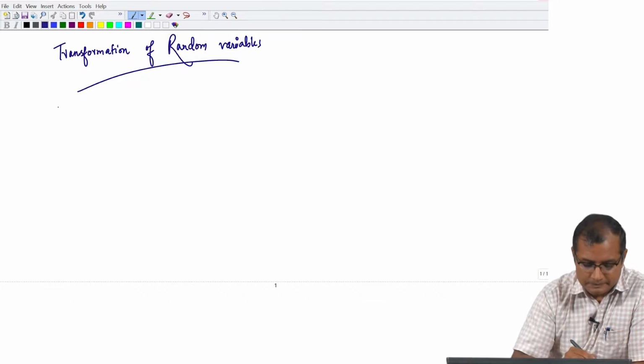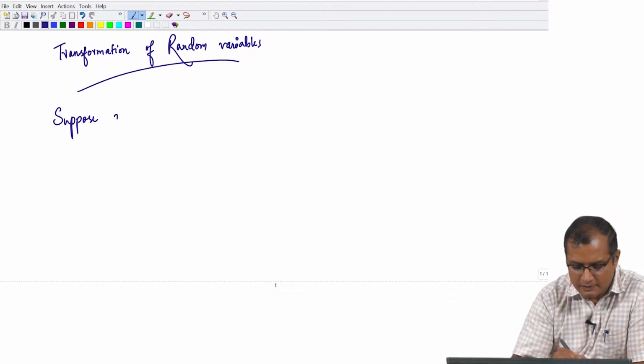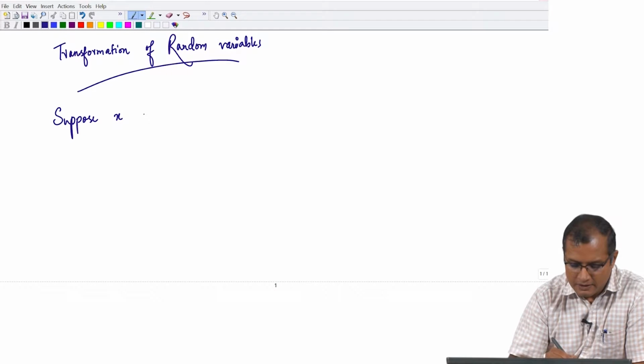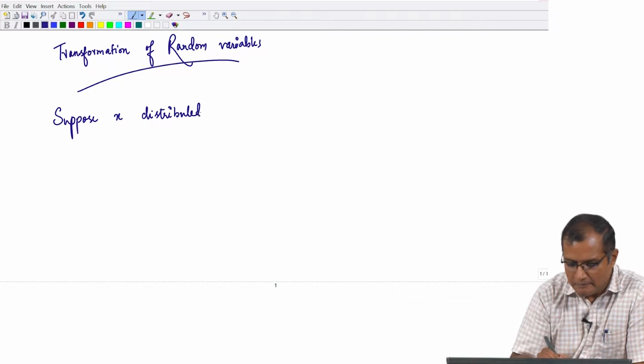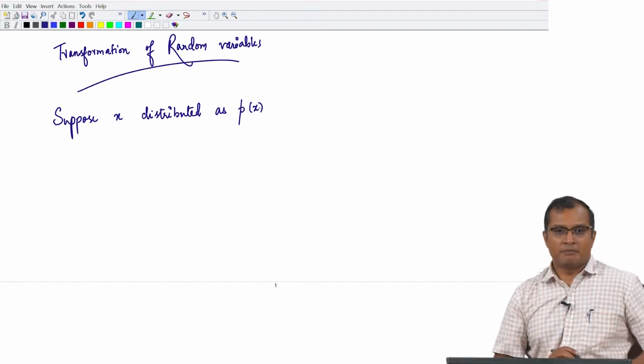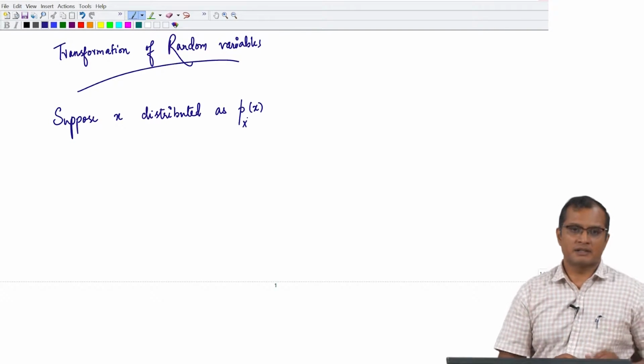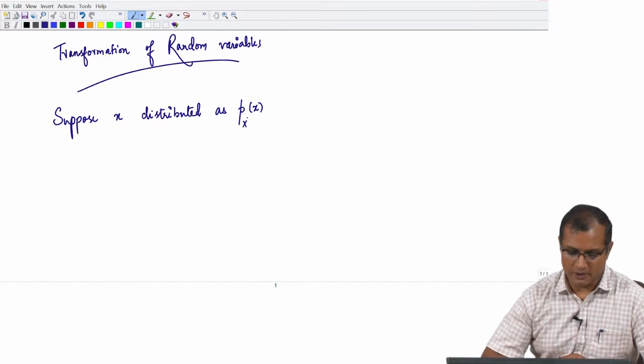We have a random variable x, distributed as some PDF p of x, and I am just putting a label capital X to remind ourselves that this is a PDF of small x.